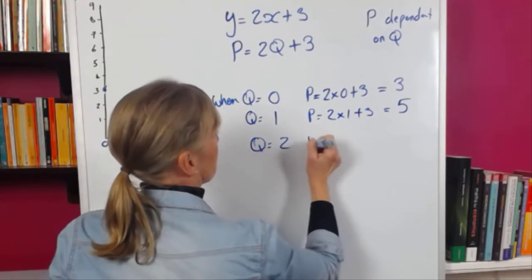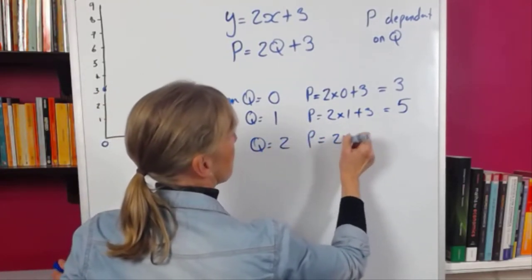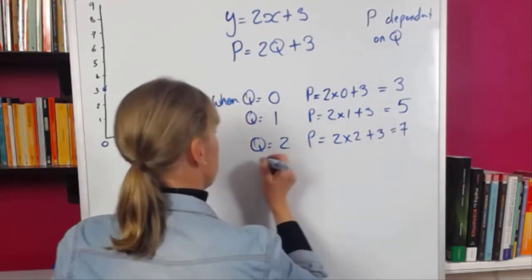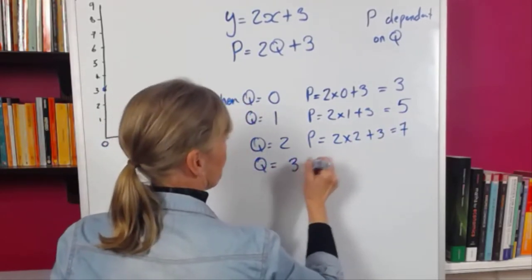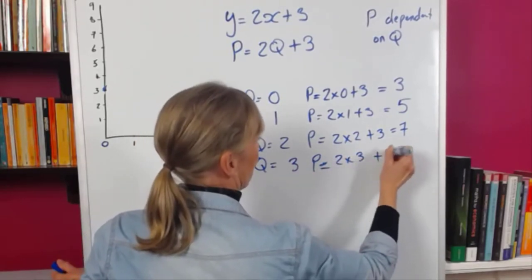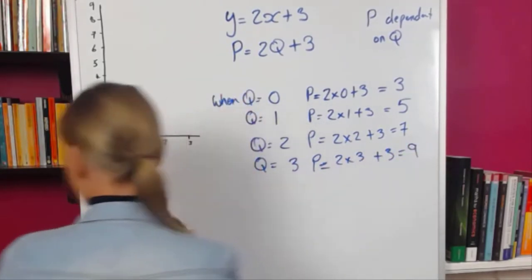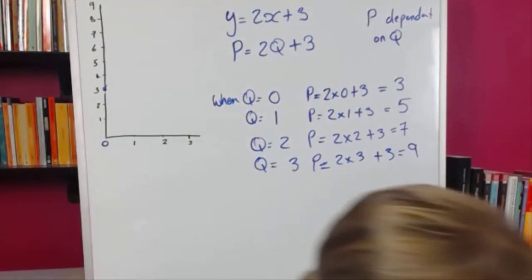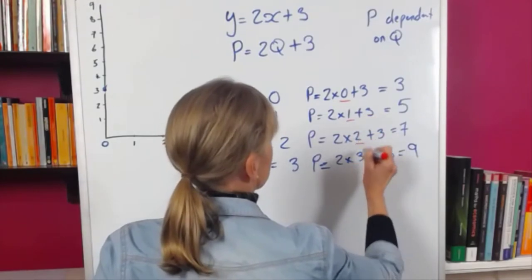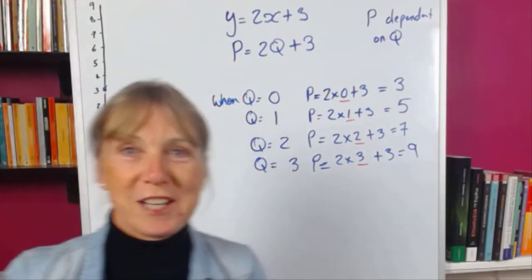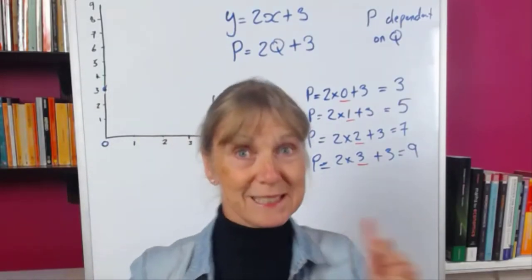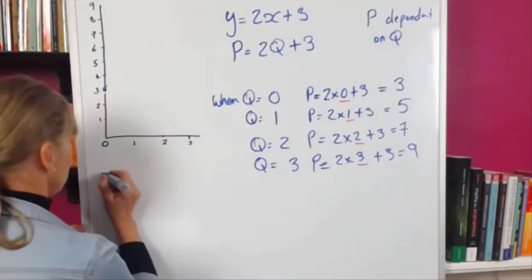Q equals 2, P equals 2 times 2 plus 3 equals 7. Q equals 3, P equals 2 times 3 plus 3 equals 9. And hopefully you can see that each time the value of Q changed. Now, often we put this into a little handy-dandy table, and let's do that now.